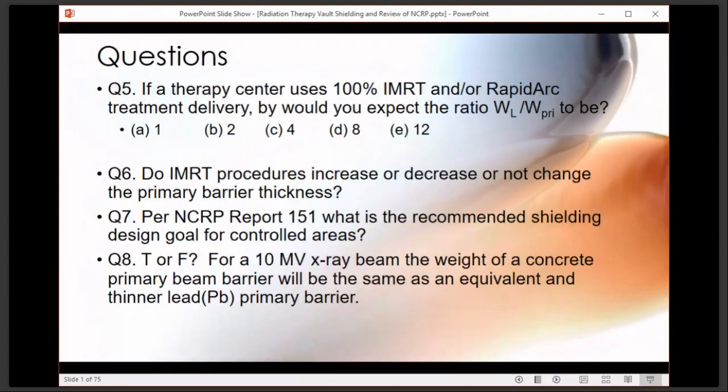Okay. If a therapy center uses 100% IMRT and/or RapidArc for treatment delivery, what would you expect, it's kind of poorly worded, what would you expect the ratio of WL to W primary to be? We've got 1, 2, 4, 8, or 12.